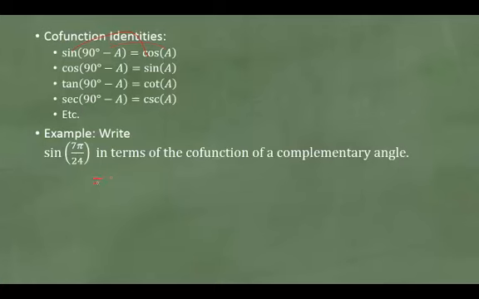So that should equal cosine, right? We're using this one right here, by the way. Sine of A, or sine of 7 pi over 24 should equal cosine of 90, but we're in radians, so it's pi over 2 minus 7 pi over 24.